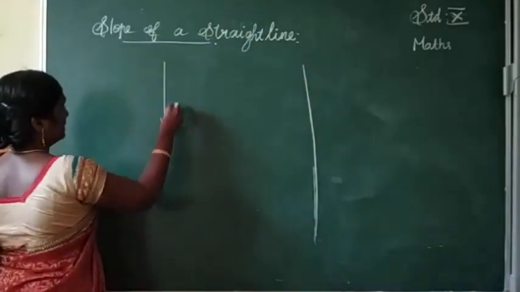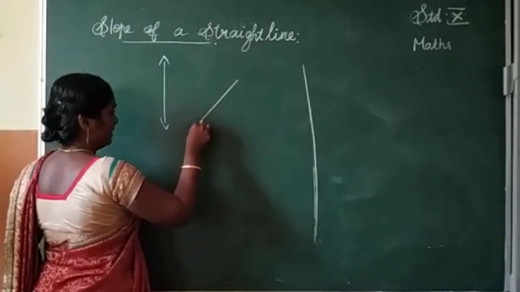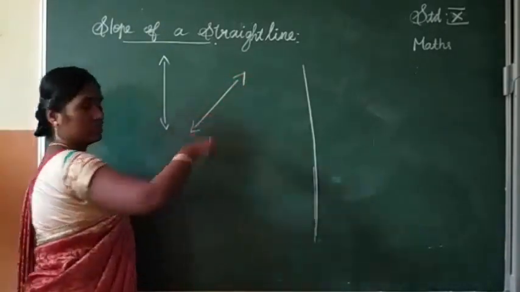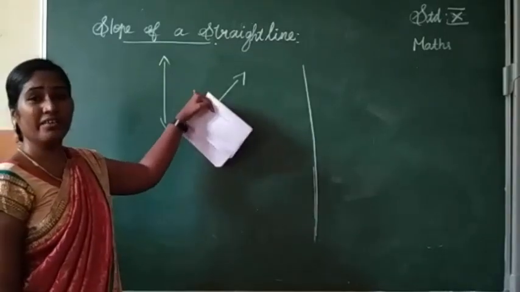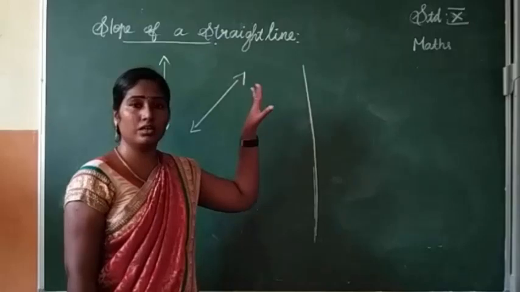See, this is a straight line. The straight line is in vertical position. Now I draw the straight line like this. Now also it is a straight line, but it is not in a vertical position. It is in the slanting position. The slanting position is called a slope.